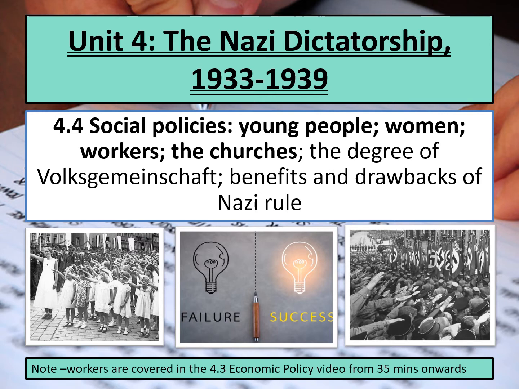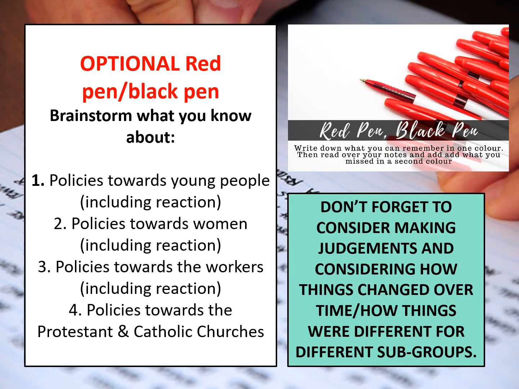So if you want to hear about the workers, you'll need to go back to that video and watch from 35 minutes onwards. As always, it's a really good idea to start with a red pen, black pen activity, brainstorming what you know about these different groups. So we're thinking here about young people, women, workers, and the policies towards the church. And you might also want to think about how these different groups were affected over time, and were all people within these different groups affected the same way by Nazi policies.